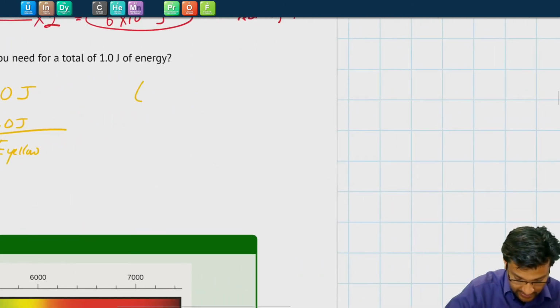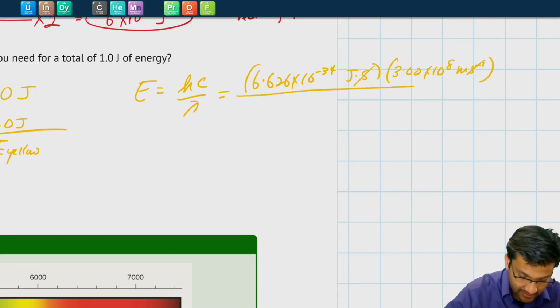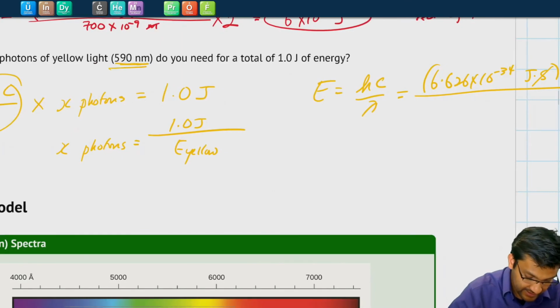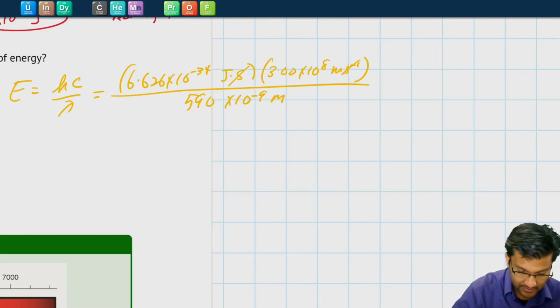So let's do that. The energy will be hc over lambda, which is 6.626 times 10 to the minus 34 joules times seconds. c is 3.00 times 10 to the 8 meters per second. So seconds and per second cancel out. And our yellow light is 590 nanometers. So that's 590 times 10 to the minus 9 meters. Nano is just 10 to the minus 9. So meters cancel out, and I get an energy of about 3.4 times 10 to the minus 19 joules.